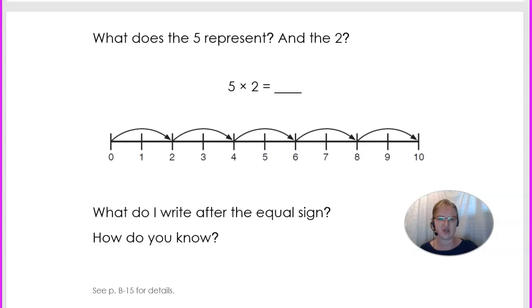So here's another way to look at it. It asks us, what does the 5 represent? And this is the same as the last one. So the 5 represents the number of jumps that we had. And what does the 2 represent? The 2 is how much we are jumping each time. What would we write after the equal sign? Well, that's where the 10 goes, right? Because we know that 5 times 2 equals 10. And that's where we end with our jumps.